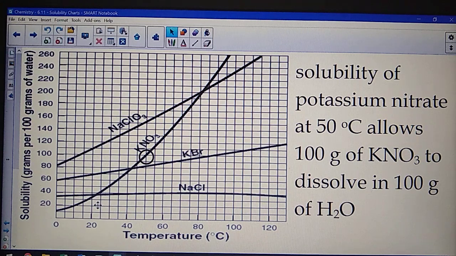For instance, let's say that I want to know the solubility of potassium nitrate in a solution that's 50 degrees Celsius. I would go to 50 degrees Celsius, go up till I hit the potassium nitrate line, go across until I read the solubility, and it will tell me that at 50 degrees Celsius, I can dissolve 100 grams of potassium nitrate into the 100 grams of water. So the solubility at that temperature is 100 grams.